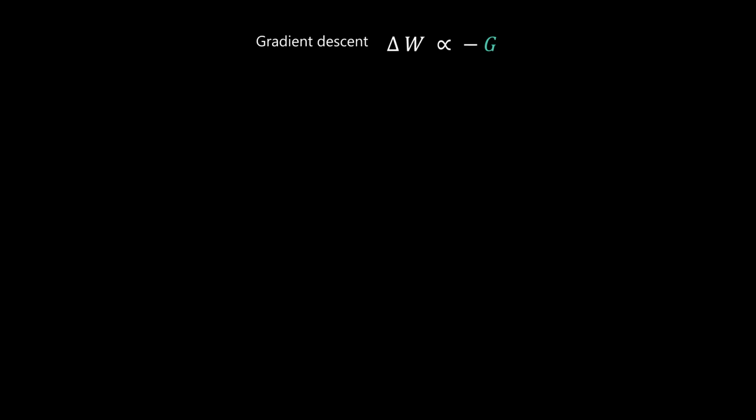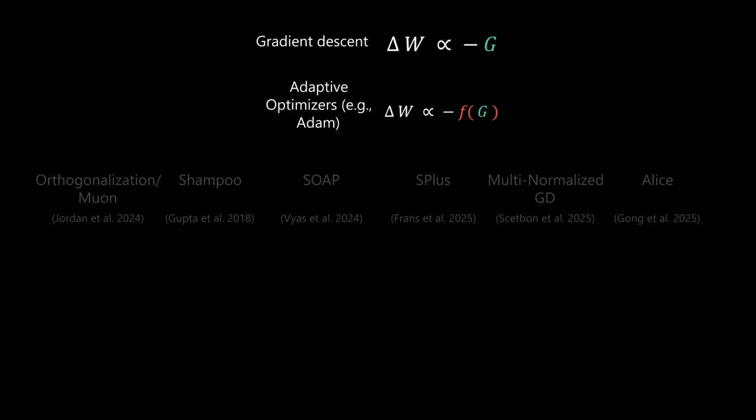To explain our approach, let me start with the basics. Gradient descent is the simplest optimizer. It computes a gradient G and uses it to update the weight W. Adaptive optimizers like Adam also follow the gradient, but they adaptively rescale the gradient before applying the weight update. The adaptive rescaling is implemented by some nonlinear mapping, F.